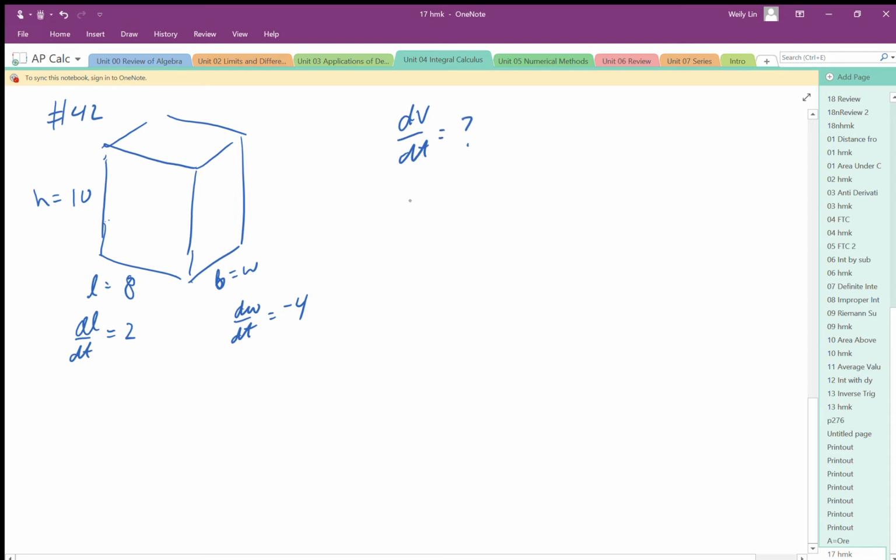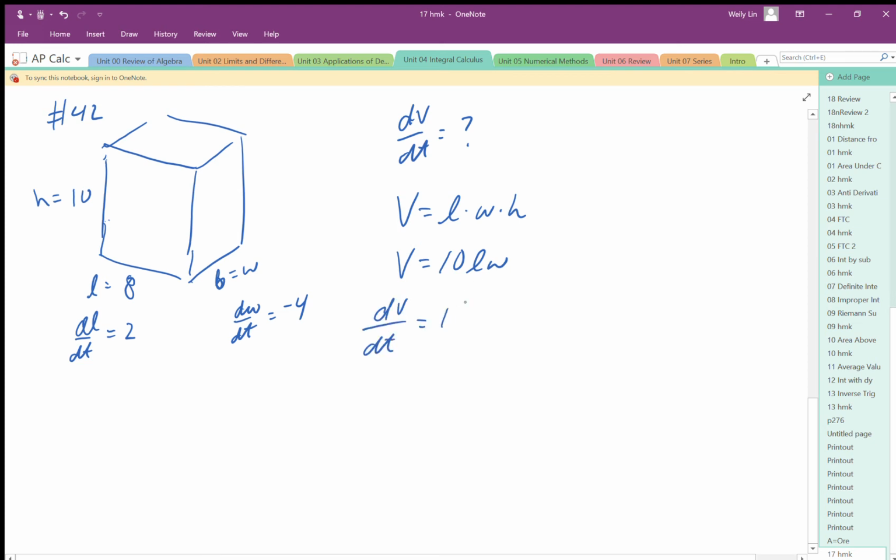Well, the formula for the volume of a box is length times width times height. Since the height is fixed, I'm just going to replace that with 10. So I end up with 10LW. So there it is. I have my L, W, dL/dt, dW/dt, and I just have to figure out dV/dt. So at this point, I just need to differentiate this with respect to time.